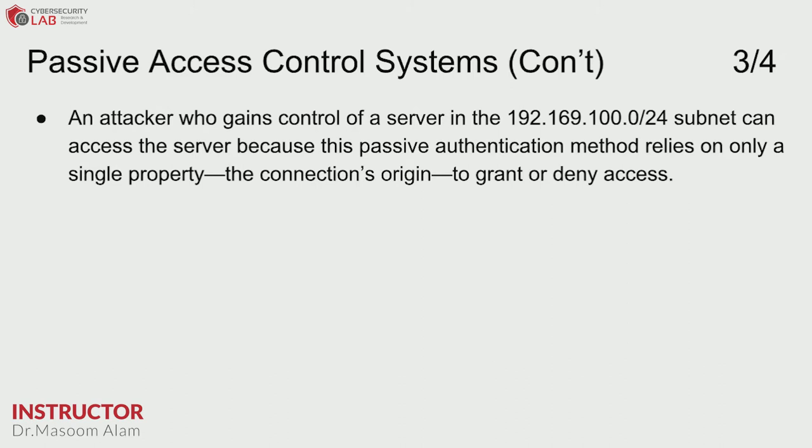Now, we also have passive access control systems. An example is that an attacker who gains control of a server in this IP subnet can access the server, because the passive authentication method relies on a single property, the connection's origin, to grant or deny access.